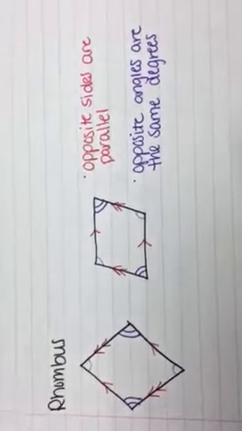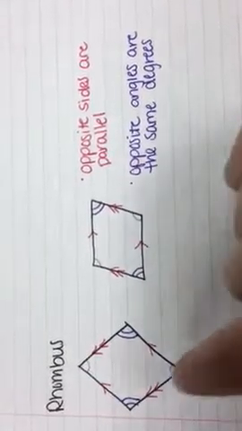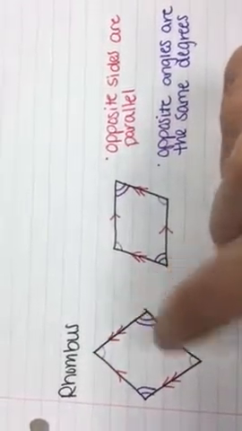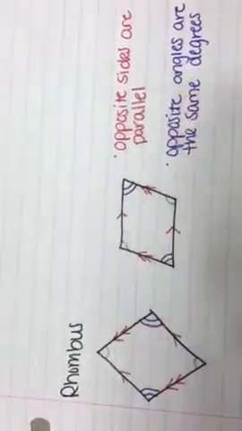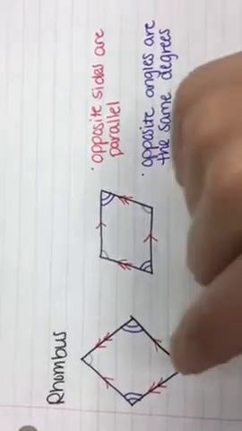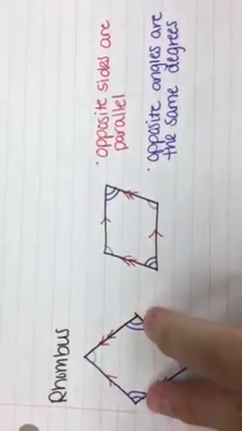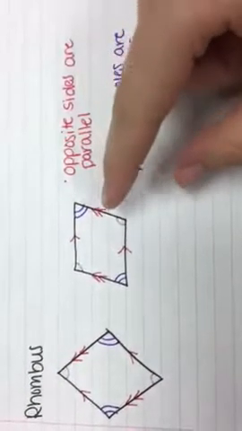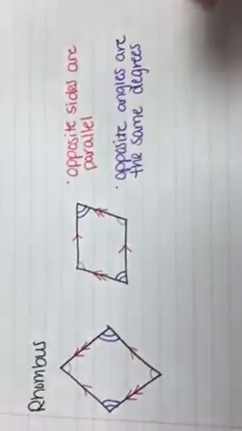A rhombus has opposite sides that are parallel. So here are opposite sides that are parallel. And it also has opposite angles that are the same degree. So these 2 angles are going to be the same degree measurement, and these 2 angles are going to be the same degree measurement. This is another example of a rhombus as well.